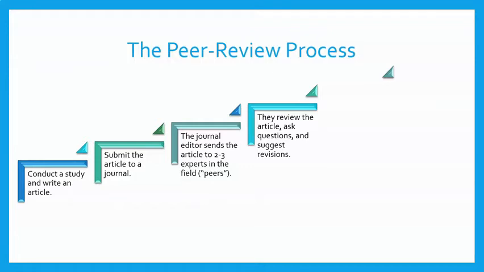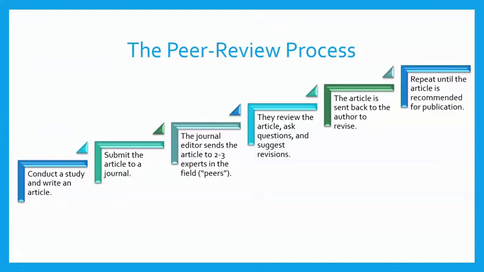You know, why did you do it this way? You should really include this author because they're an expert in the field and it's kind of an oversight that you missed them, that type of thing. They'll send the article back to the author to revise. And sometimes this process has to be repeated a few times before the article is recommended for publication. Sometimes you can just go through the process once.